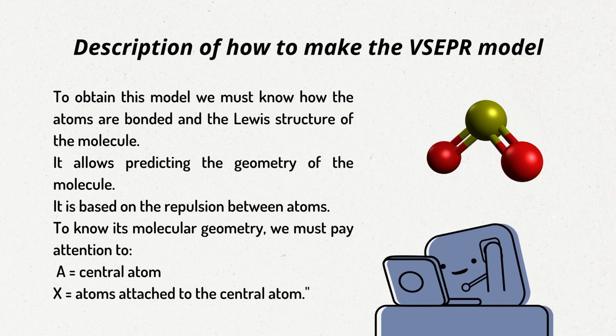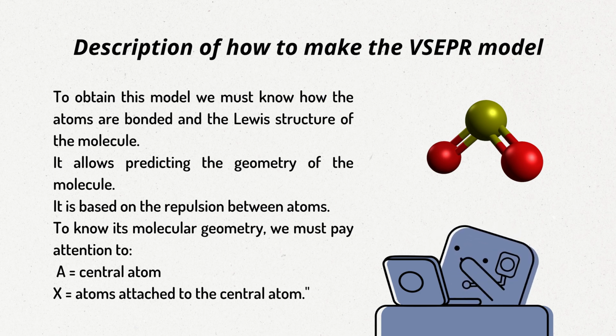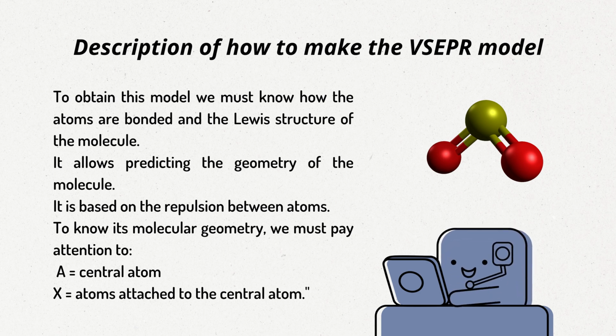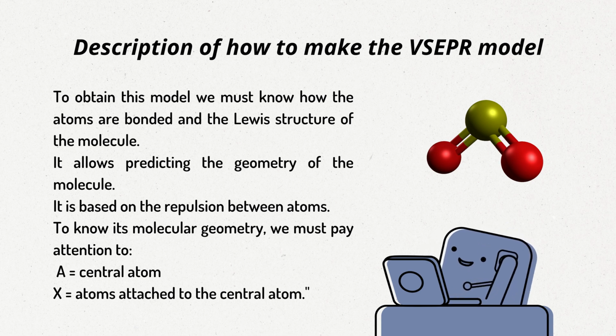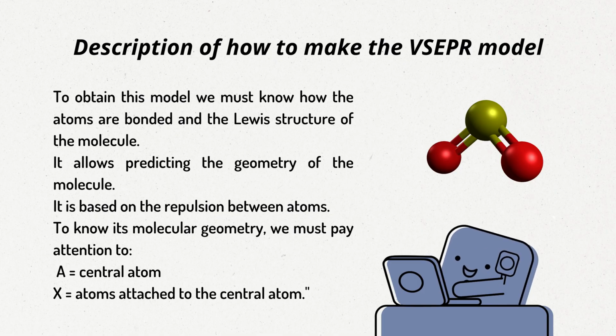The bond angle between the oxygen atoms and sulfur is 119 degrees. Molecular geometry is the prediction of the geometry of a molecule. It is based on the repulsion between atoms. To know the molecular geometry, we must pay attention to A equals central atom and X equals atoms attached to the central atom. The electron geometry of sulfur dioxide is trigonal planar.